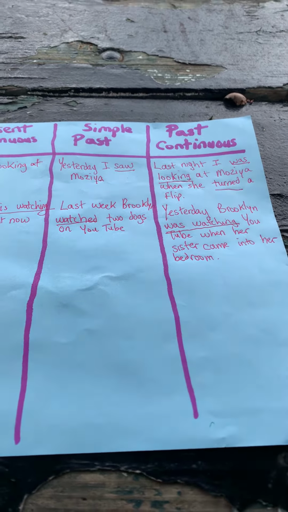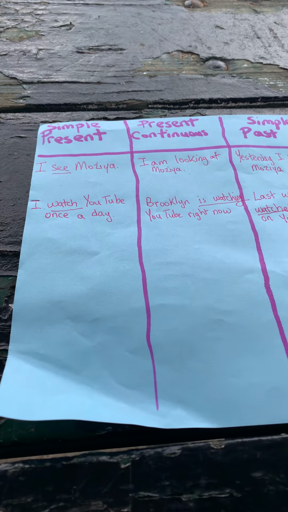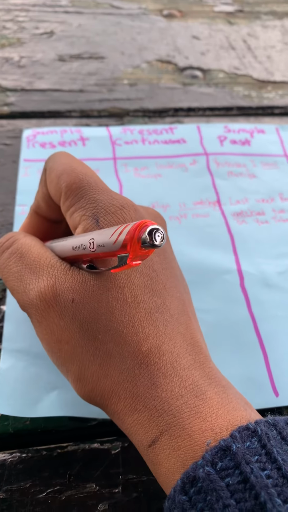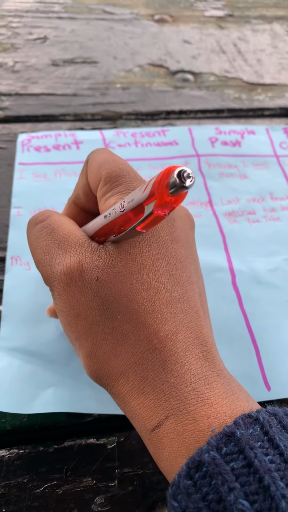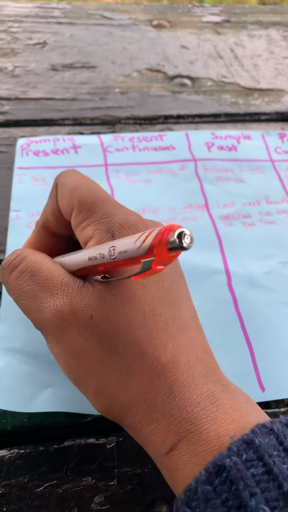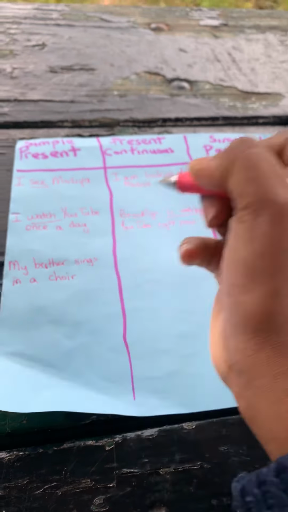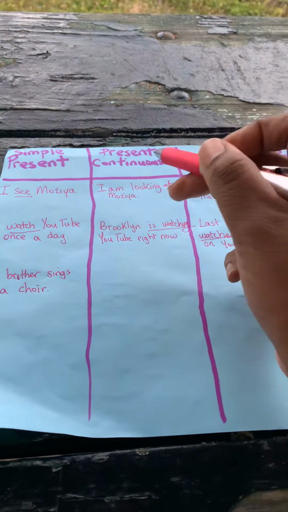Okay, let's try another one. Maybe we want to use the word sing. Do you like to sing? I love to sing. I can say, my brother sings in a choir. A choir is a group of people who come together to sing.